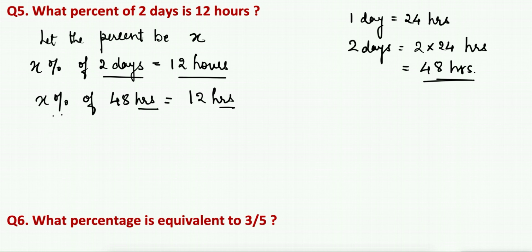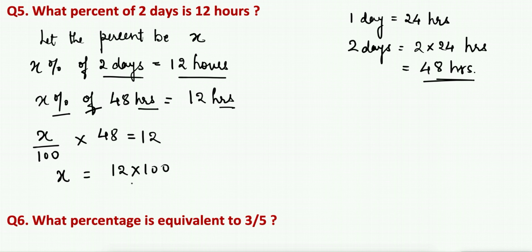Now we'll simplify, remove the percentage sign and remove the of. X divided by 100 multiplied by 48 is equal to 12. Now take all the constants to the right hand side. 12 multiplied by 100 divided by 48. 12 ones are 12, 12 fours are 48. And we'll simplify it further. 4 ones are 4, 4 twos are 8, and here it is 25. So x is equal to 25.